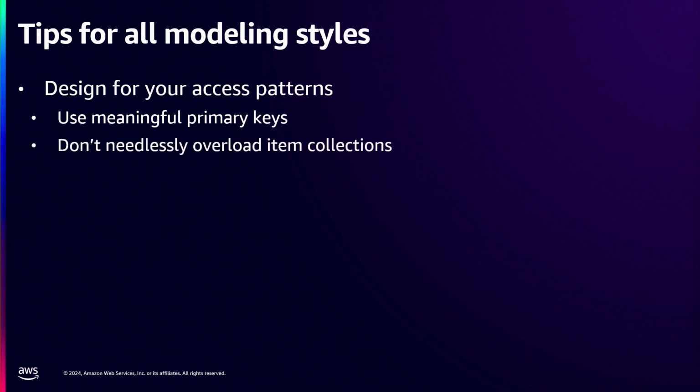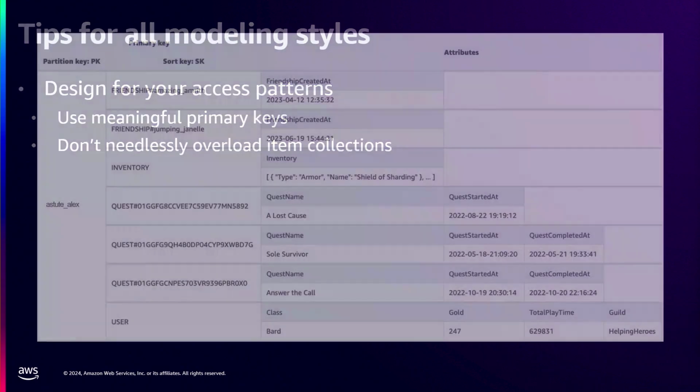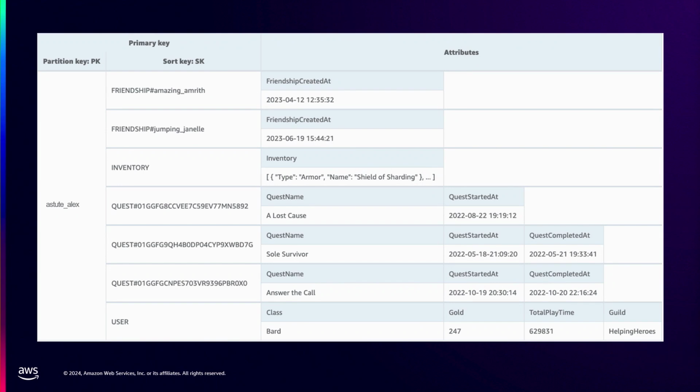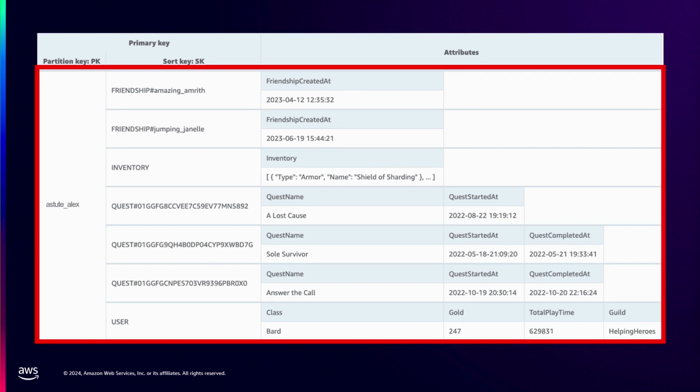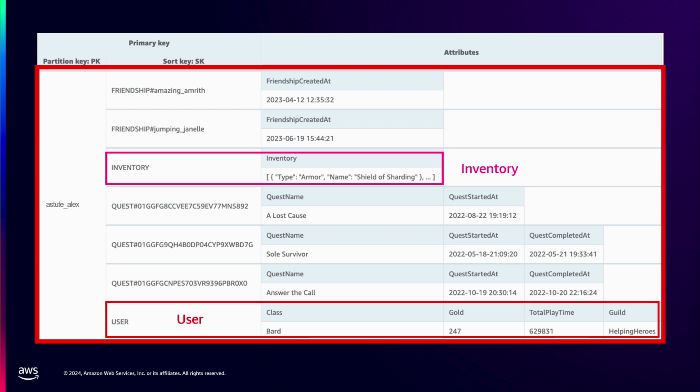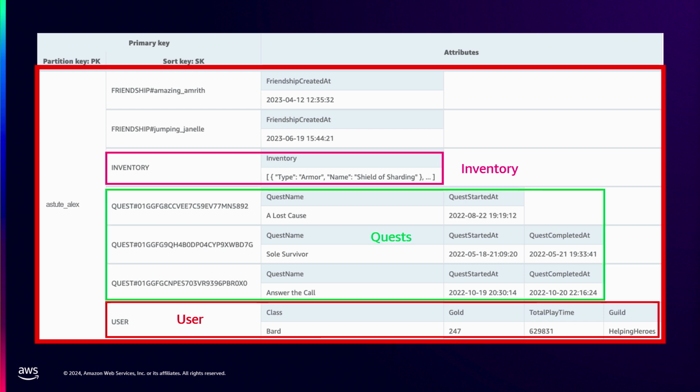Another thing here is, I would say don't needlessly overload your item collections. And I see this problem a lot with folks where an item collection refers to like a set of records that has the same partition key. So you can see here, I have a bunch of records that have the same partition key of Astute Alex. This is in my online role-playing game or something like that. But you can see we have a lot of different item types in here, right? We have this user record, we have the inventory, we have a whole bunch of quests, we have some friendships.